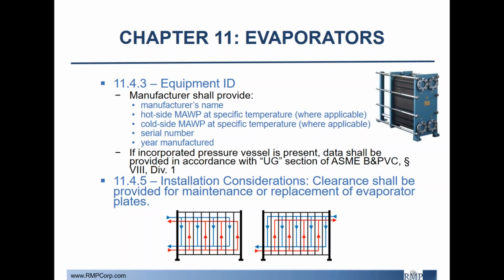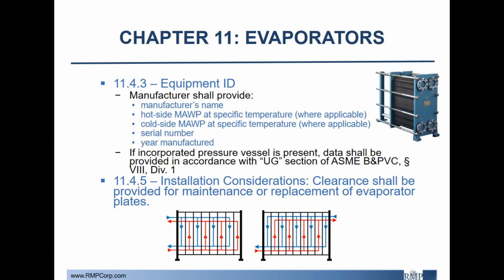For equipment ID, again, going back to what's required in the UG section, you also need the hot and cold side maximum allowable working pressure at specific temperatures. The UG section, I said before I go over what it covers, the UG section of the ASME code is the general requirements for all methods of construction and all materials. And this applies to boilers and pressure vessels.